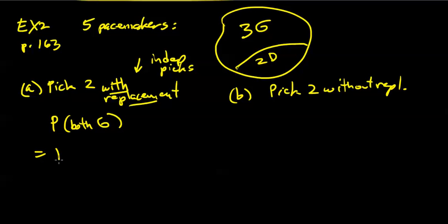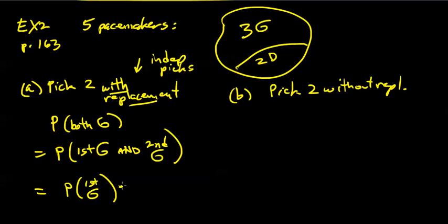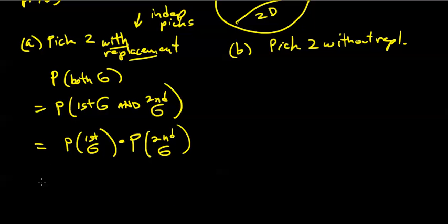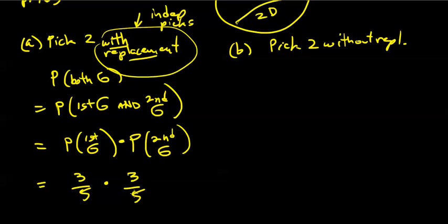The probability that both are good, I can rewrite as the probability that the first is good and the second is good. By the multiplication rule, it's the probability that the first one is good times the probability that the second one is good. In this small pool, the probability the first is good is 3/5. And with replacement, the probability of the second one being good is the same as the first. So no adjustment needed here. I end up with 9/25, which decimalizes to 0.36. Let me put a little box around that. So that wasn't too tough.